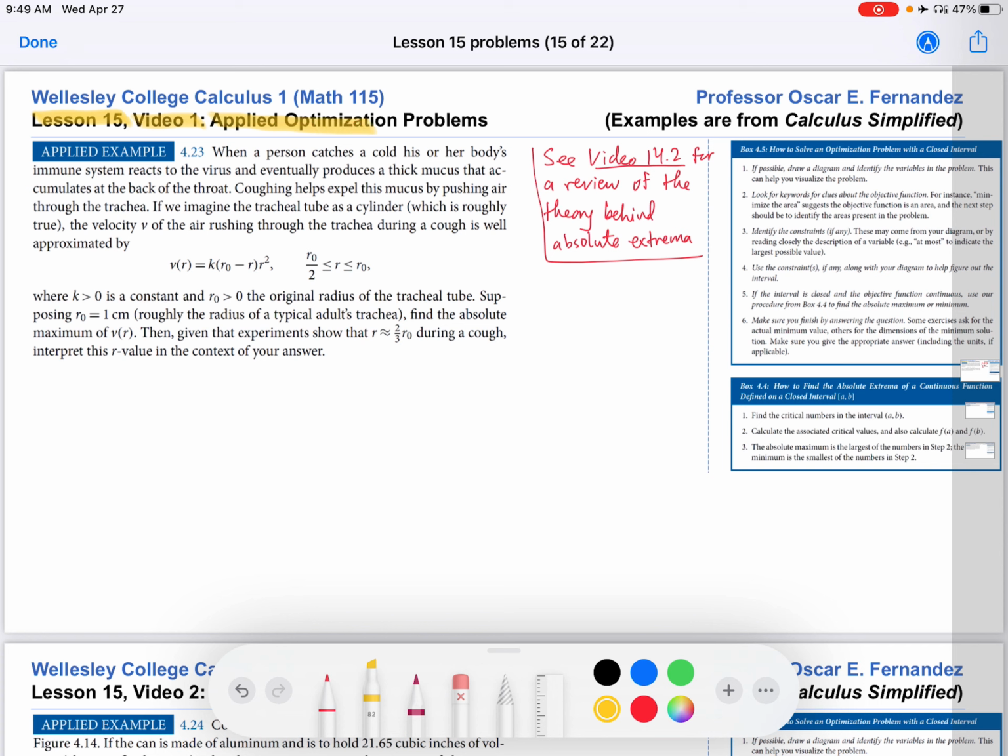We're talking in this video about applied optimization problems, and actually we'll be doing that in the other 2 videos in this lesson as well. So I'm going to go through applied example 4.23 from Calculus Simplified.